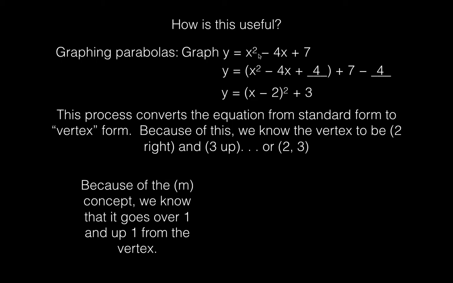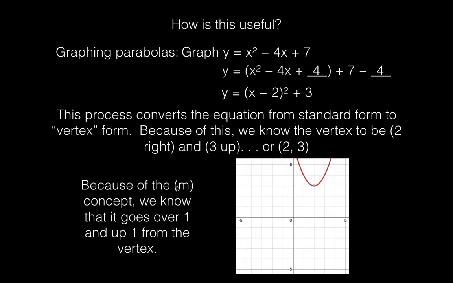And because of the m concept, where we were talking about a and c, the value attached to x squared was kind of like a slope. Since that's 1, we know it goes over 1 and up 1 from the vertex. So if you were graphing this, you go 2 right, 3 up, put a dot, that's your vertex, and then over 1, up 1, over 1, up 1, and that could be the actual shape of the parabola.